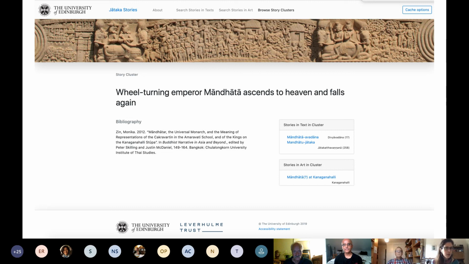I'm going to return to the question of clusters later on, but here's just one example of a cluster where we have stories about Mandata, and we have 2 textual examples so far in the database. There are many more that are not yet in the database, and 1 visual example at Kanaganahalli. And for the visual Jatakas, we are including images where we can.